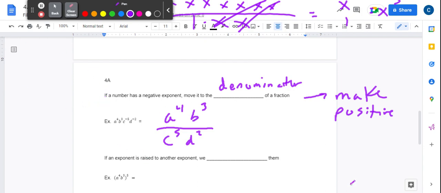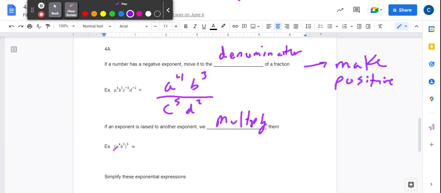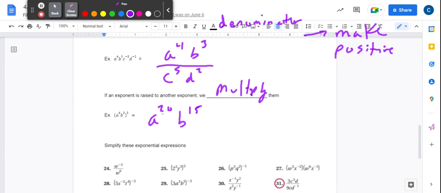Next rule, if an exponent is raised to another exponent, we multiply them. So if we have this big old term here, a to the 4th, b to the 3rd power, all raised to the 5th power, well, a to the 4th times 5 is going to give us a to the 20th. B to the 3rd to the 5th power is going to give us b to the 15th. Those are the laws of exponents.